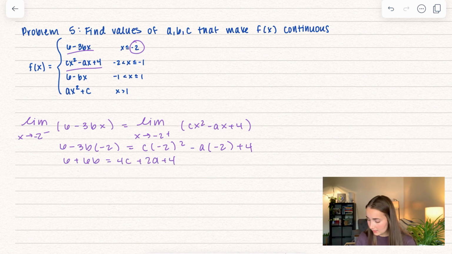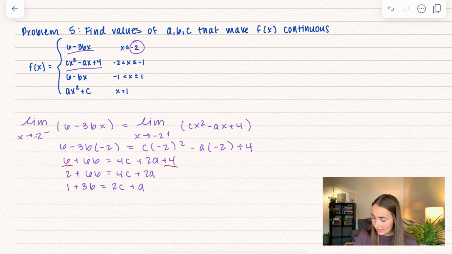Now I'm going to go ahead and combine like terms. So I have a 6 and a 4. I'm just going to subtract over the 4, so I get 2. Looks like I can take a 2 out of all those terms, so I'm going to divide everything by 2. And actually what I'm going to do is isolate a and get a all by itself. So I'm going to subtract over that 2c. So I get 1 plus 3b minus 2c is equal to a. And I'm going to go ahead and highlight that so I can remember it.